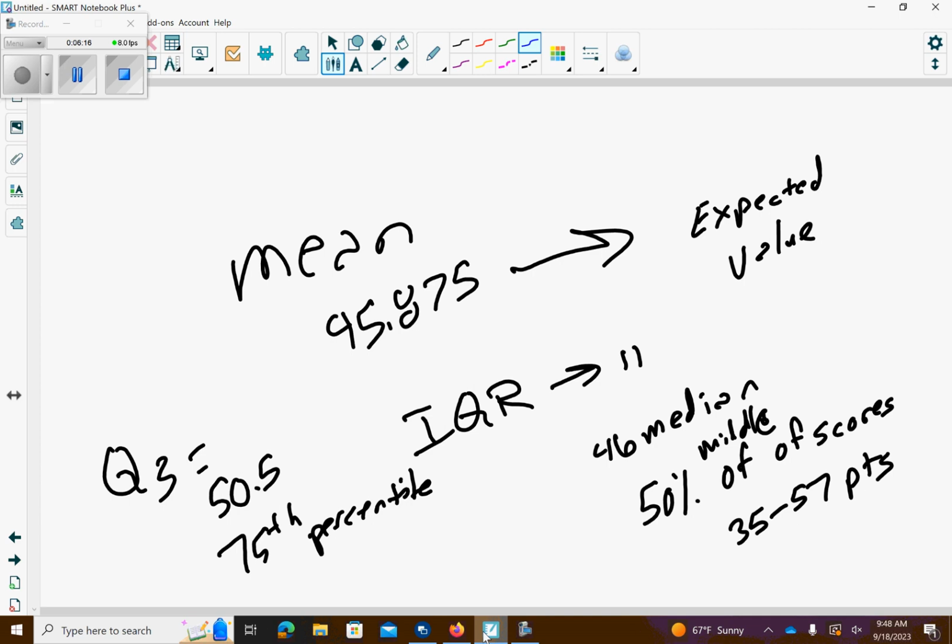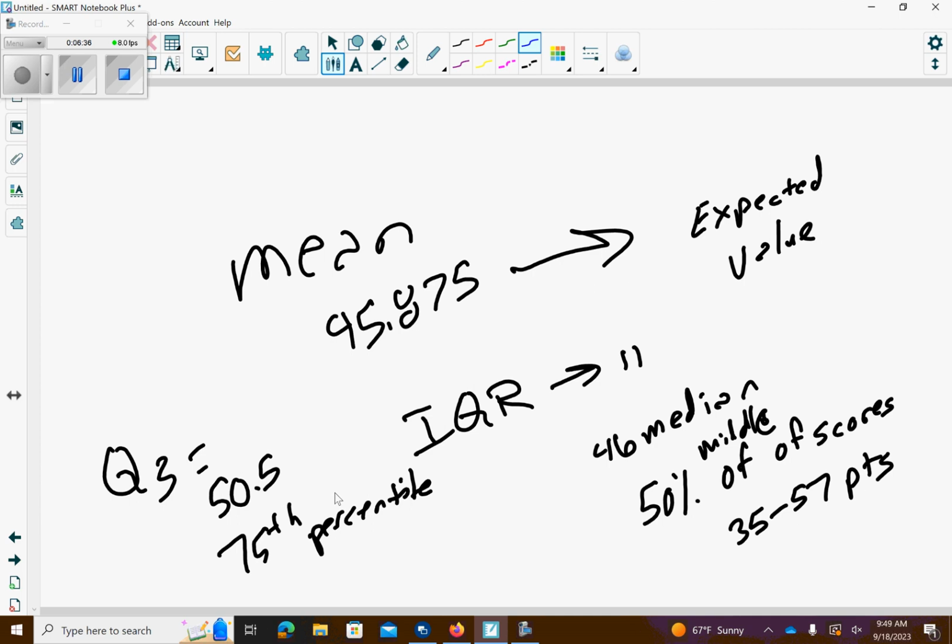The IQR is the middle 50% of our data. So it's the middle 50%, 25% to the left, 25% to the right. Q3 is the 75th percentile, so that means 75% of our data is less than that, 50.5.